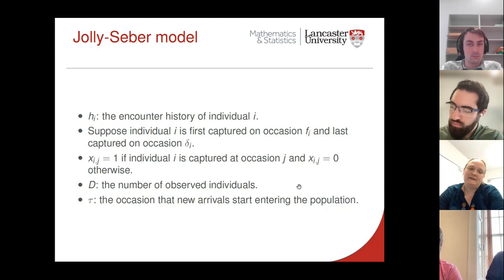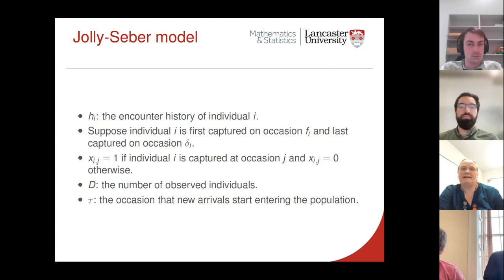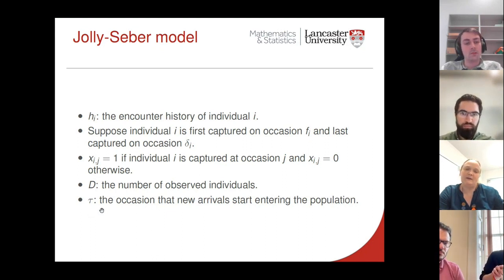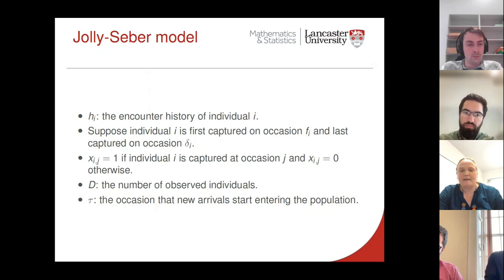For the purposes of the species that we're going to be looking at and thinking more broadly in for translocations, we're going to assume that new individuals might only start entering the population at a lagged time after the beginning of the study. So we're going to use t_OR to denote the occasion that new arrivals start entering the population. And I'll discuss that a little bit more with the case study. And then simply capital D is going to be the number of observed individuals.